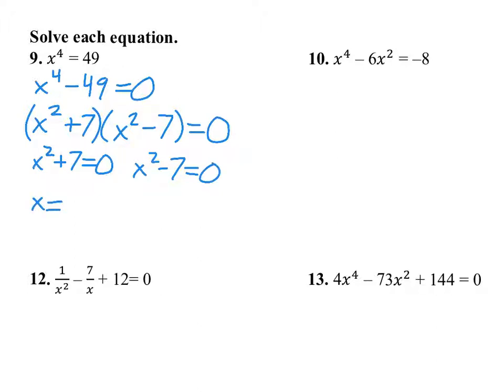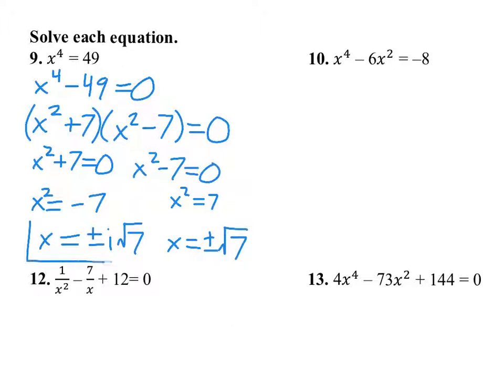So if I solve this doing two steps in one, I know that x equals plus or minus i rad 7. So I'll just show the work. x squared equals negative 7. So x equals plus or minus i radical 7. Then over here, x squared equals 7. So x equals plus or minus radical 7. Notice we got 4 answers. And the reason we got 4 answers is because the exponent is 4.